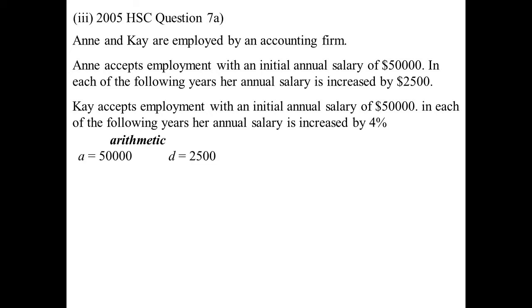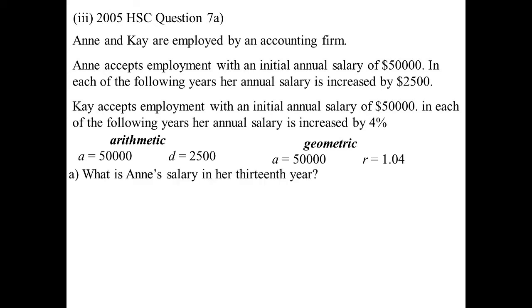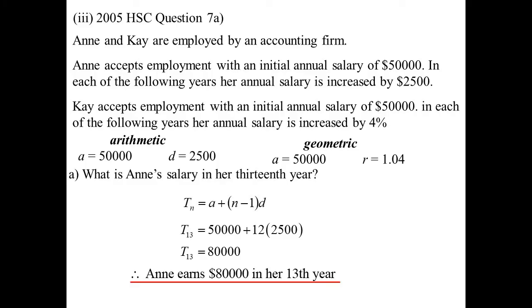So Anne is an arithmetic. Her first term is 50,000. Her difference is 2.5, whereas Kay is geometric. Increasing by 4%, so the ratio, 1.04. What's Anne's salary? Well, Anne was the arithmetic one, so we use our term n is a plus n minus 1 d. Subbing in for 13, and she ends up with $80,000 in her 13th year.